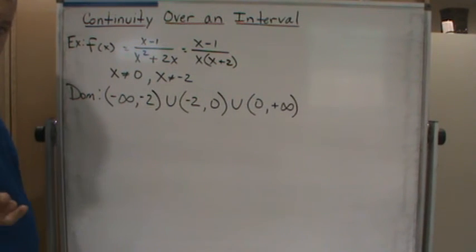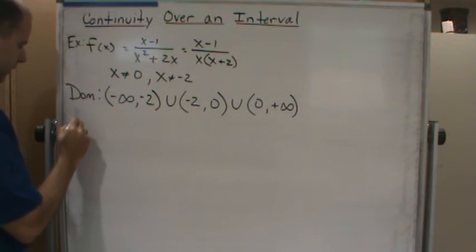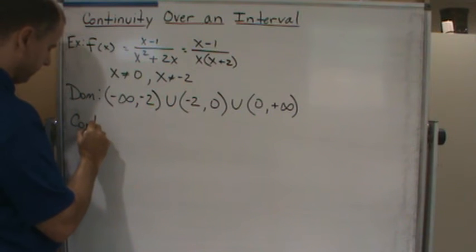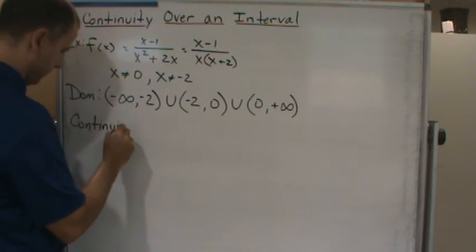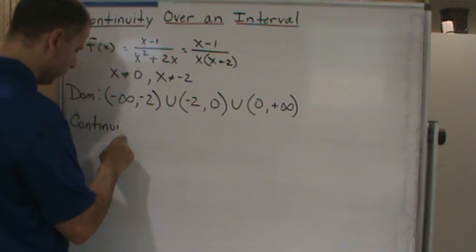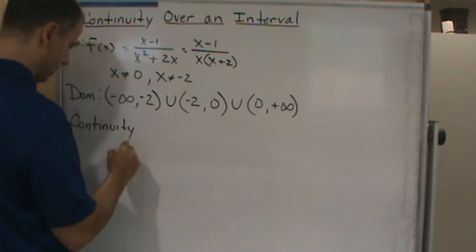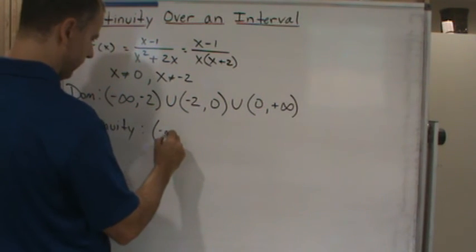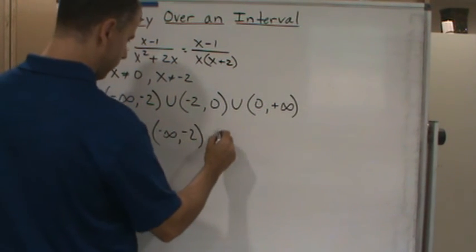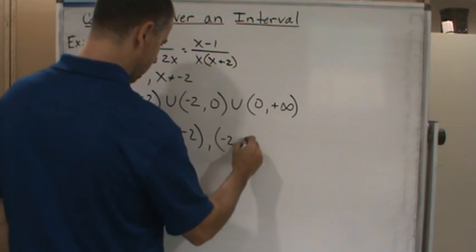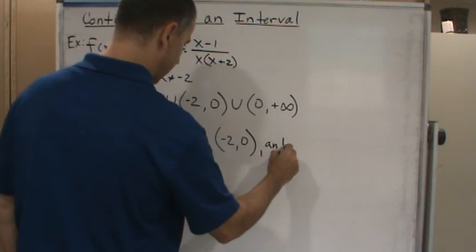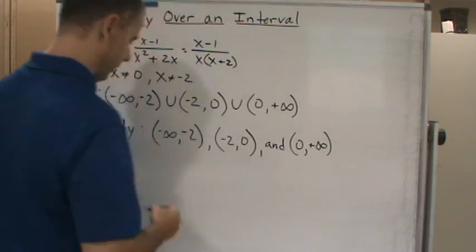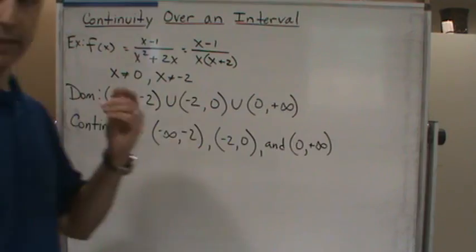So that means, consequently, the intervals of continuity are going to be negative infinity to negative 2, negative 2 to 0, and 0 to positive infinity. And that's it. It's that easy.